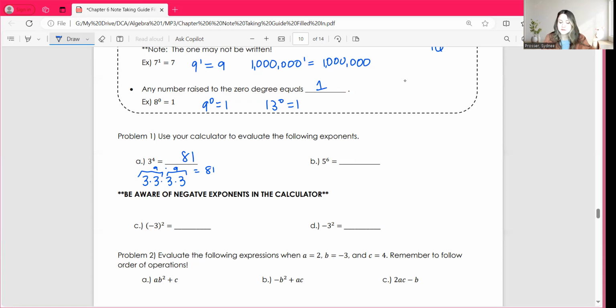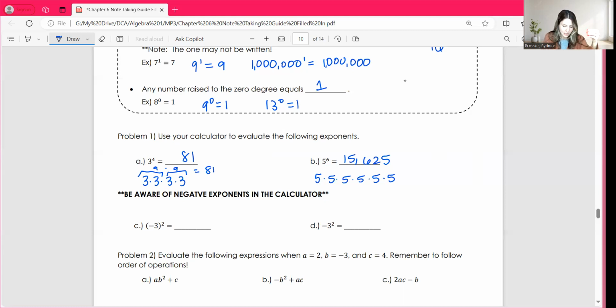And then we can do 5 to the 6th power. That's 5 times 5 times 5 times 5 times 5 times 5. Right into a calculator, we can do that, and we'll get 15,625.